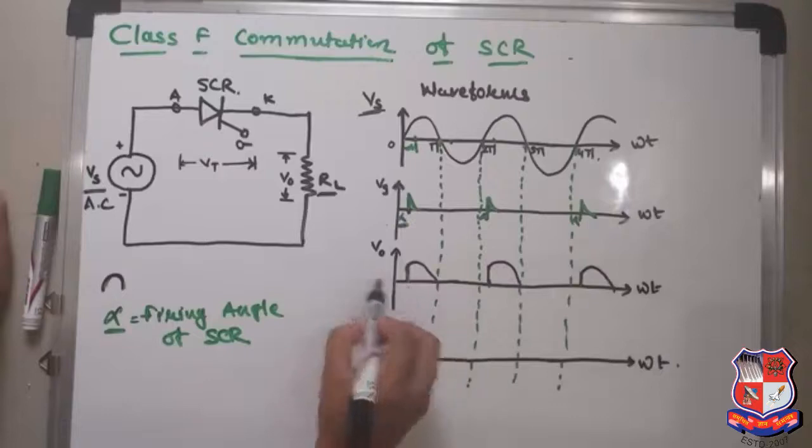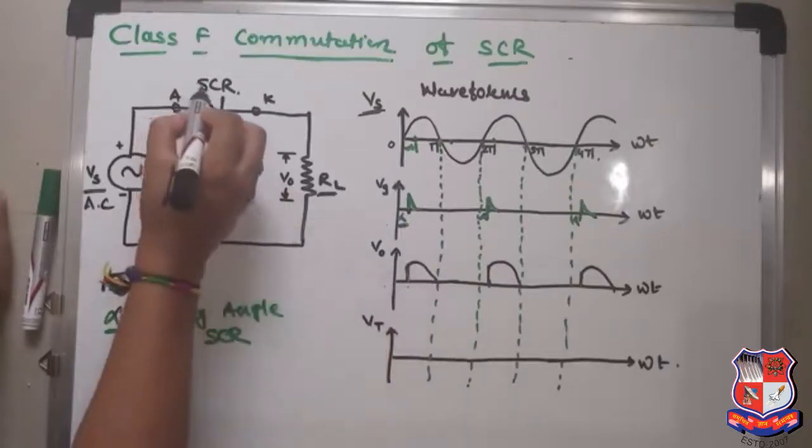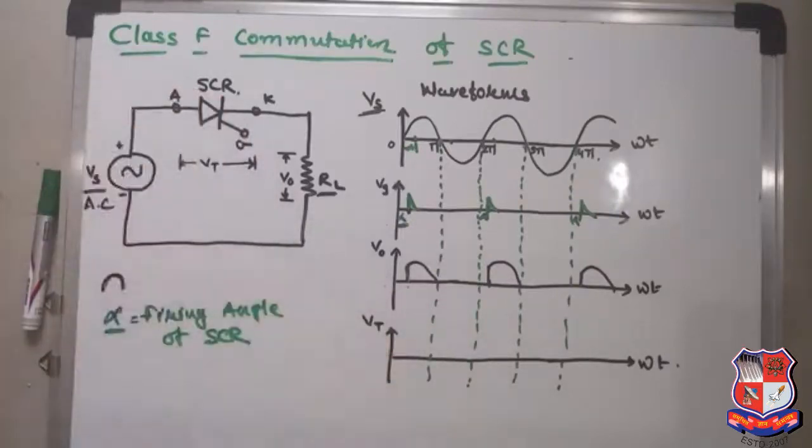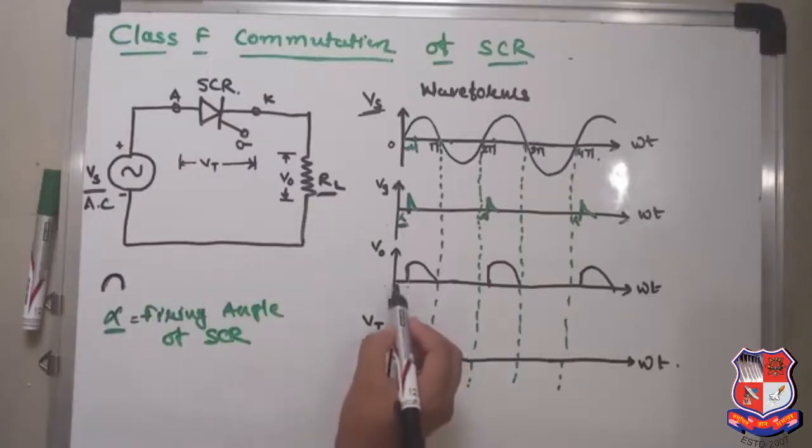From 0 to alpha there is no waveform, as the SCR is in the forward blocking state. So the SCR is in the off state, and there is no output from 0 to alpha degrees.